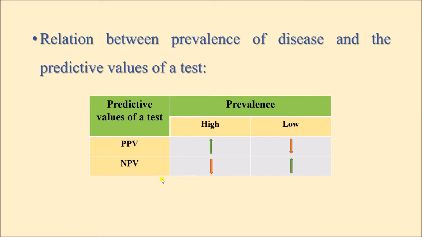So as you can see in this table, when the prevalence of disease is high, the positive predictive value is high but the negative predictive value is low. But when the prevalence is low, the scenario is reversed. In low prevalence, the positive predictive value is low but the negative predictive value is high. Today in this video we shall discuss this with an example so that you understand it quite easily.